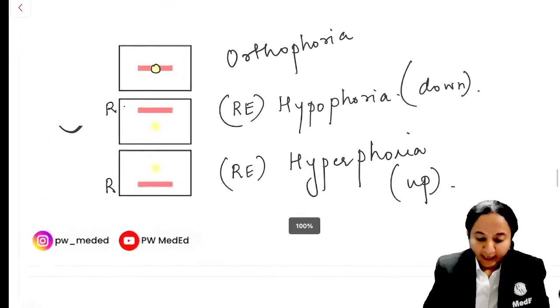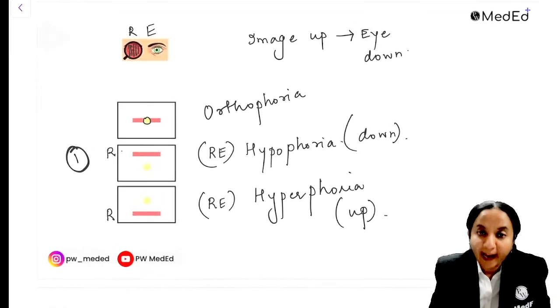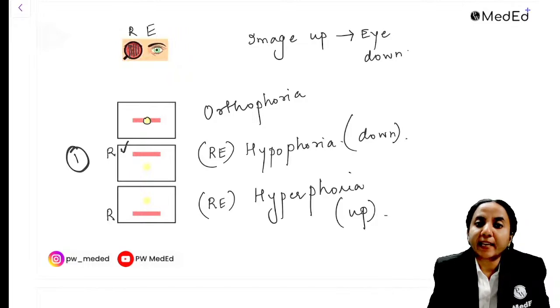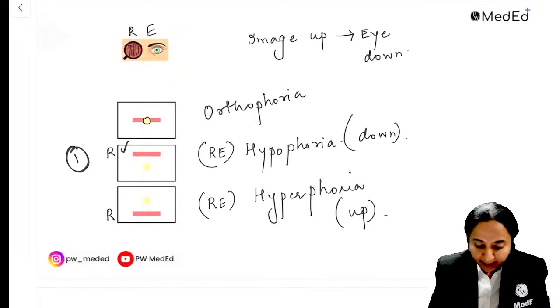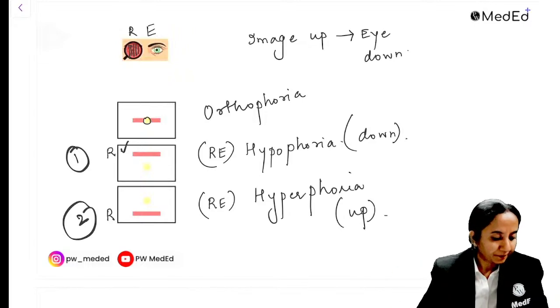Hyper and hypo. See, if the image is up, the eye is down. So see here, the right eye image is up, this red line is up. That means the right eye is down. In picture number 2, the right eye image is down. So that's why the right eye is up. Hyperphoria.